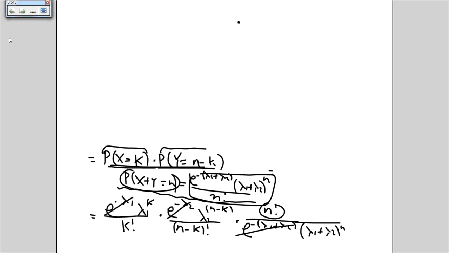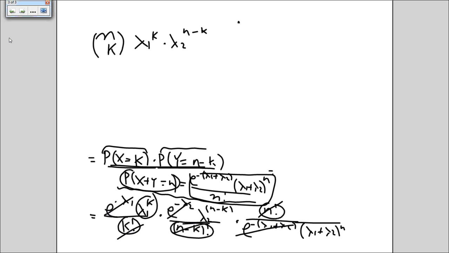Now, n factorial divided by k factorial divided by n minus k factorial is just n choose k. So I used that. What's left on top is lambda 1 to the k times lambda 2 to the n minus k, divided by lambda 1 plus lambda 2, all to the nth power.